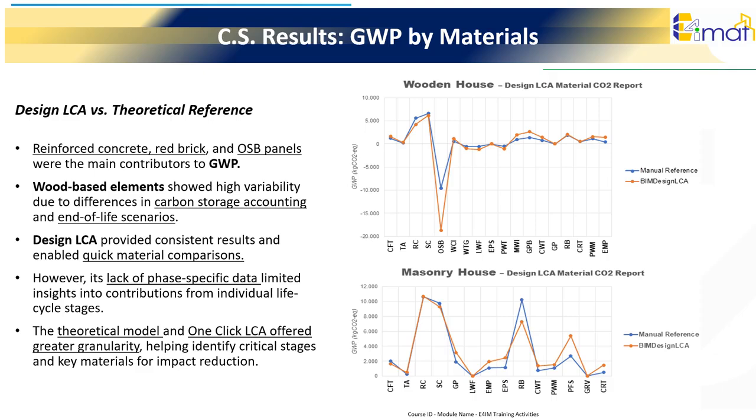The theoretical model and one-click LCA offer greater granularity, which is crucial when optimizing material substitutions, analyzing hotspots, or designing impact reduction strategies. Additionally, the BIM-based tool demonstrated the usefulness of directly comparing the carbon footprint of each construction material, enabling clear, side-by-side material comparisons when exploring different material choices.